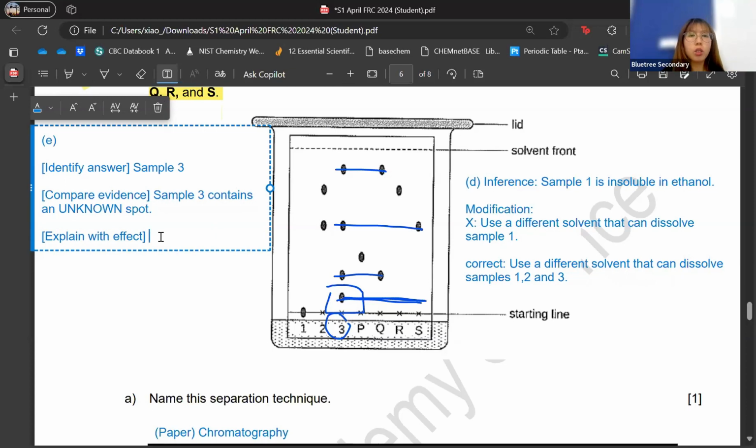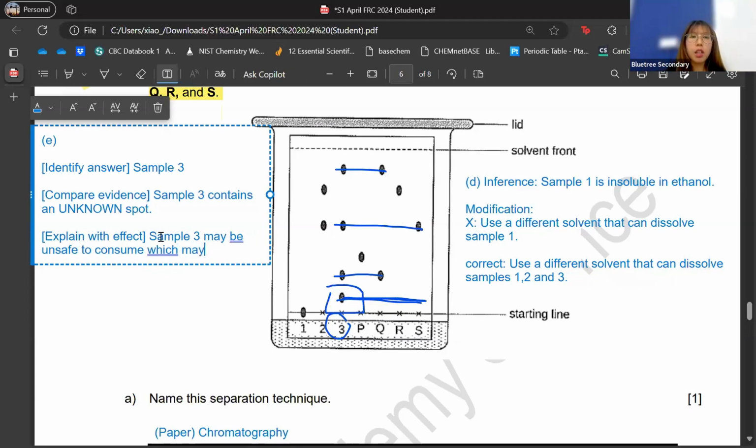So what does this show? Because sample 3 contains an unknown spot, what does it mean to answer the question? It may mean that sample 3 may be unsafe to consume. Then you go on with the effect. So what if it is unsafe to consume? What outcome, what effect can we obtain from here?